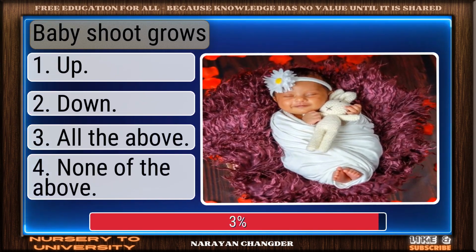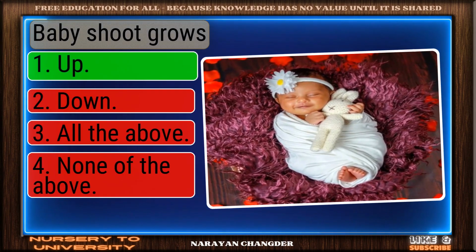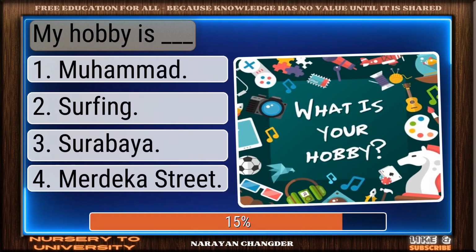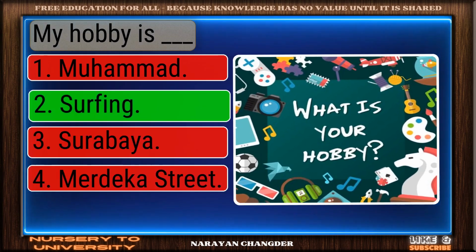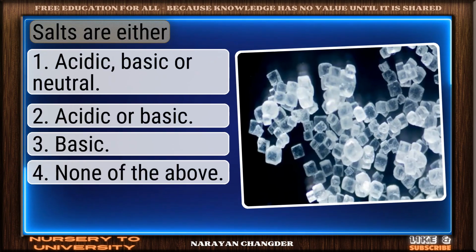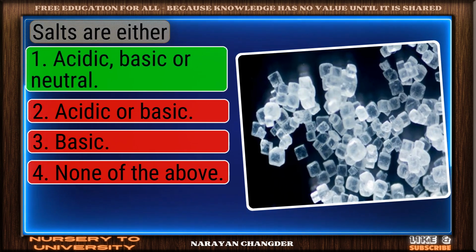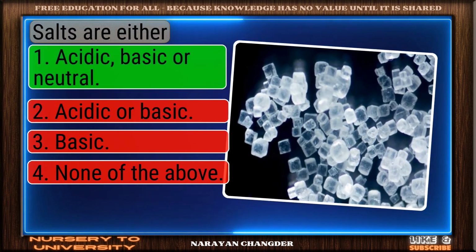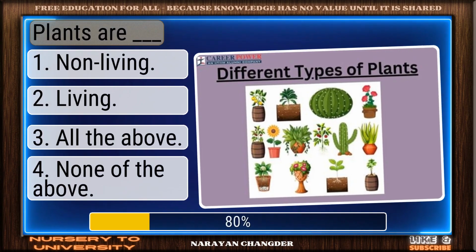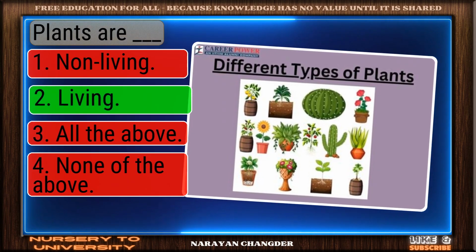Baby shoot grows. Excellent choice. Up is the right answer. My hobby is dash. You got it. Your choice surfing is right. Salts are either. Well done. Acidic, basic, or neutral is the right choice. Plants are dash. On track. Living is the correct answer.